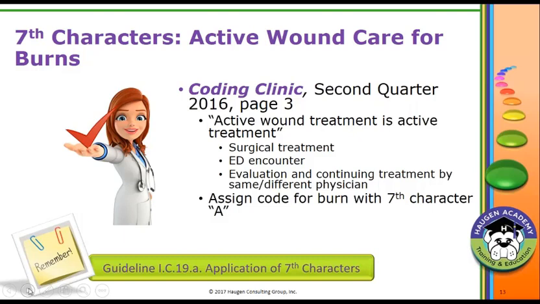But what they're really trying to say is that active wound care, that initial encounter, that seventh character of A, is applicable when the wound itself is still receiving active care. It doesn't matter if the physician saw the patient once or twice or 6 times, or if this is a new physician and it's the first time they're seeing them for this injury. It has to do with how that wound is being treated.